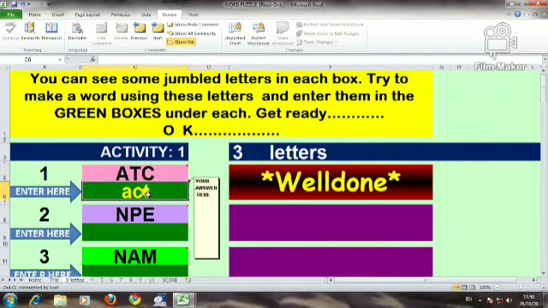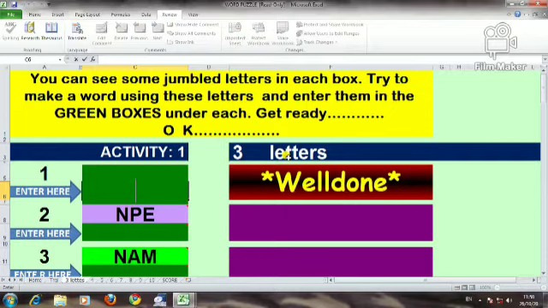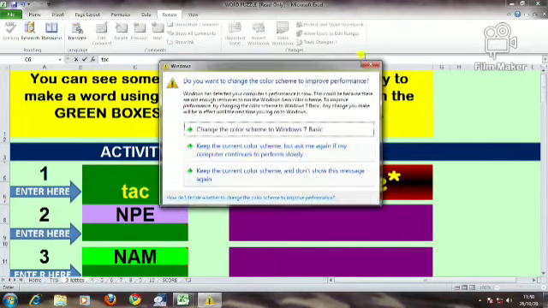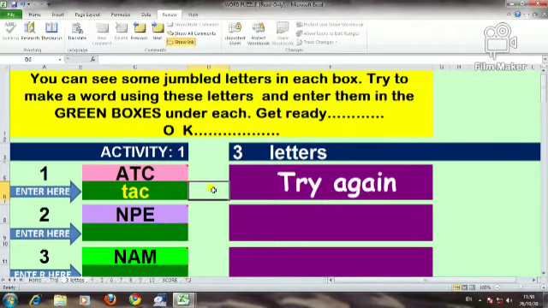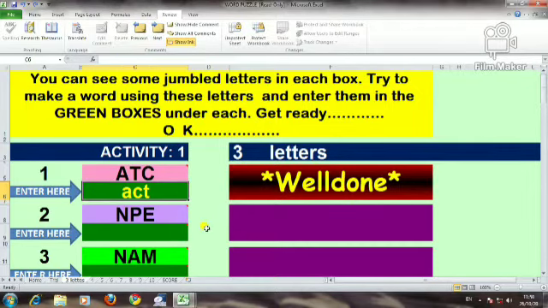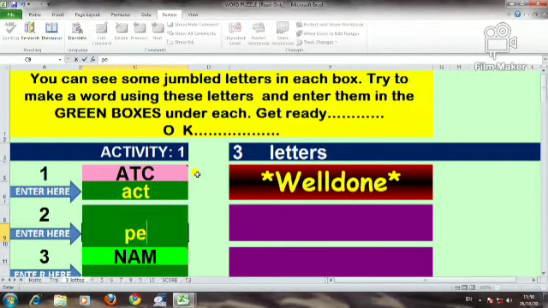So suppose we are writing any other word, like TSC, then what will be the result? You see, try again is the result. So the actual answer is cat or act. Now let's come to the next one. What is the answer? Pen. Yes, pen is the answer.